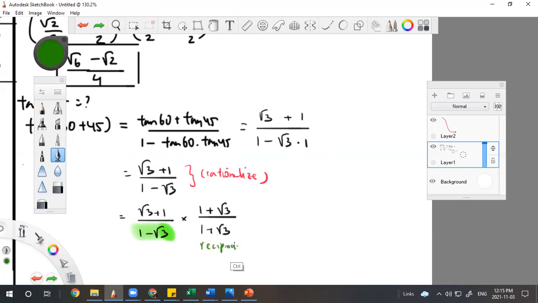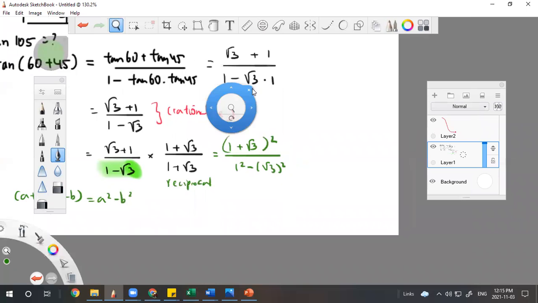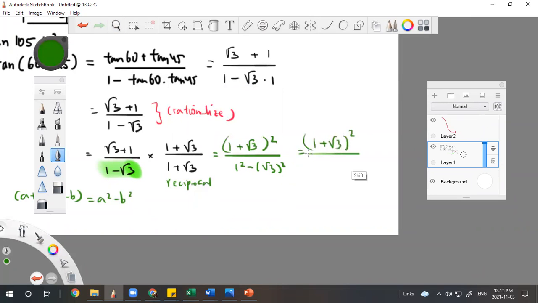Reciprocal, what is reciprocal? Kalau minus jadi plus, kalau plus jadi minus. Ini ya. Using this rule, becomes a square subtract b square. Right? So, ini kan root 3 plus 1 means 1 plus root 3. You can write like this as well. Right? Over 1 square minus square root 3 square. I do it slowly. And 1 plus square root 3 over power 2.